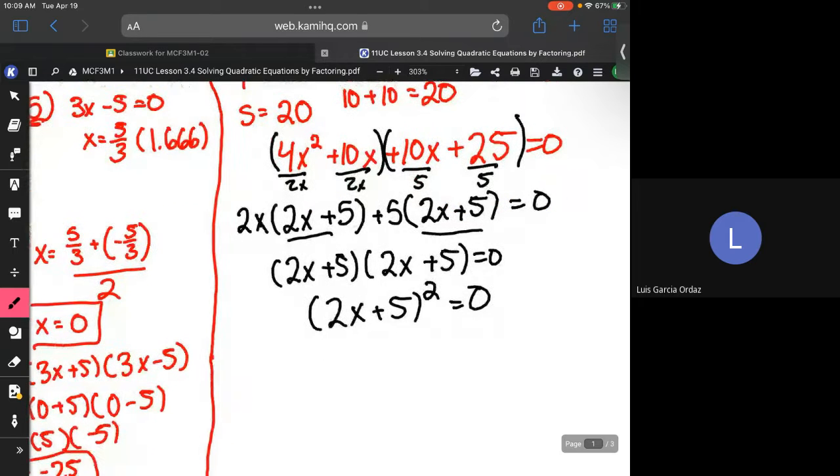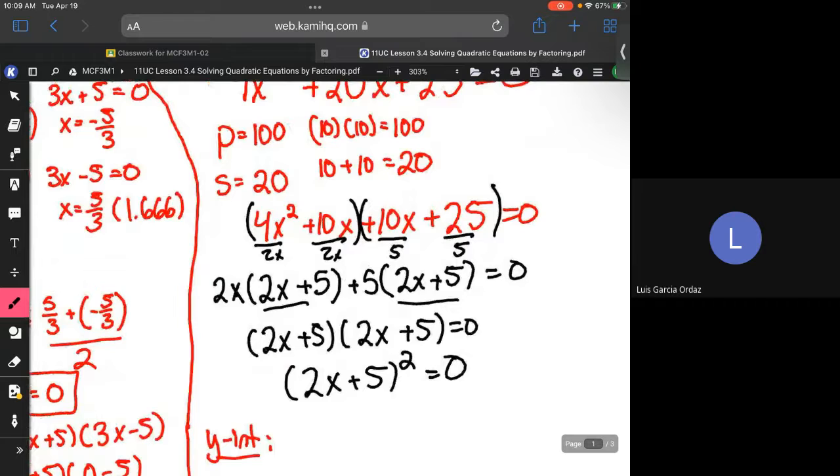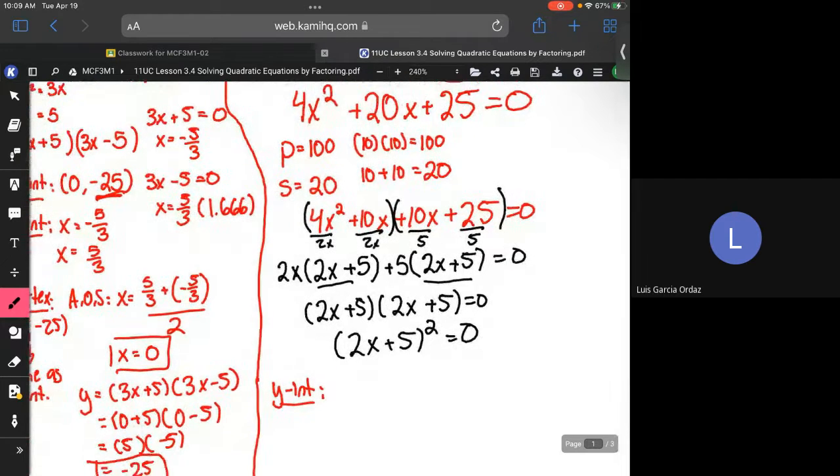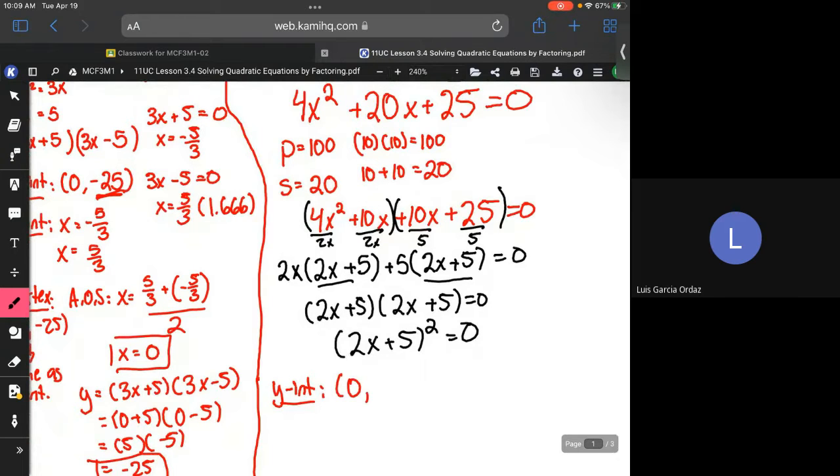So now let's figure out what my y-intercept is first. So based off of my equation in standard form, what is my y-intercept? It's going to be 0, 25.